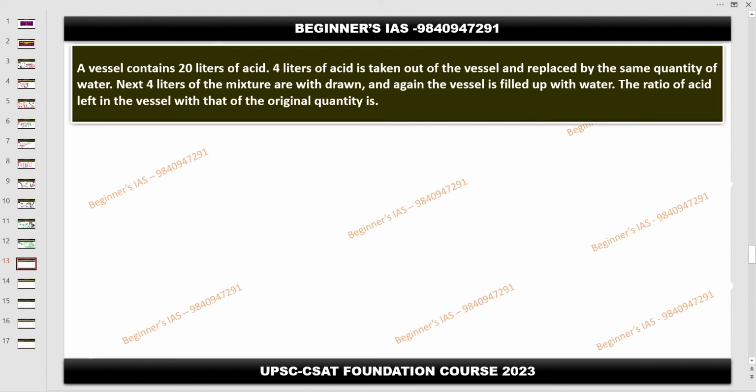Fine. So this question also you check, Ajay. The vessel contains 20 liters of the acid. 4 liters of this is taken out of the vessel and replaced by the same quantity of water. Next 4 liters of the mixture are withdrawn, and again the vessel is filled with water. Understood, Ajay? Yes, sir. If x is the same, then only you can apply this formula. Okay, sir. Okay, fine.